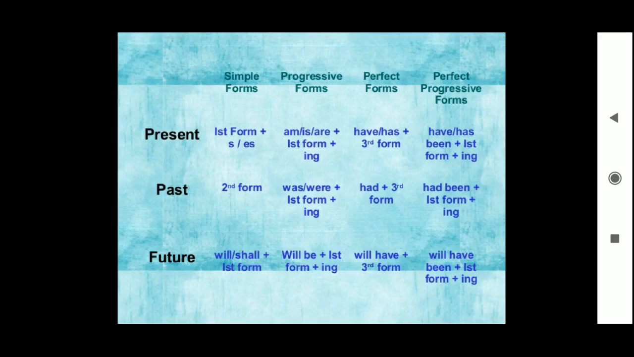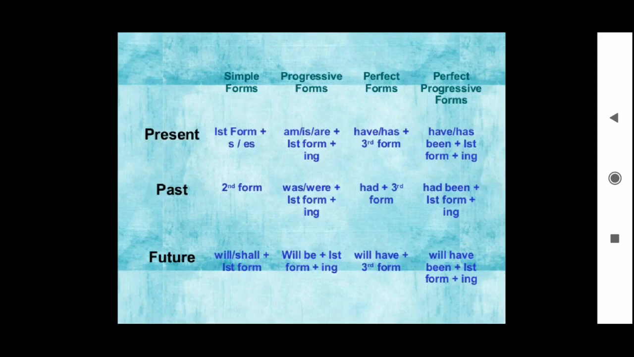Now come to the future tense. In simple future or future indefinite, we use will or shall plus first form of the verb plus object. If the subject is of first person, like I, we use shall and then first form of the verb and then object. If the subject of the verb is third person or second person, we use will with them and then first form of the verb and then object.